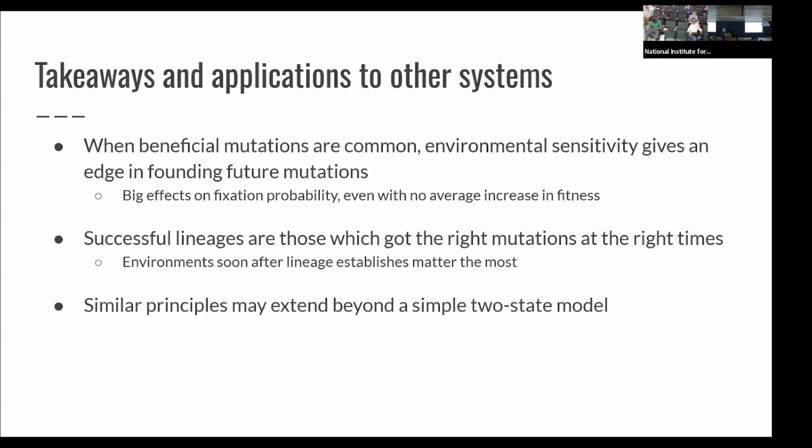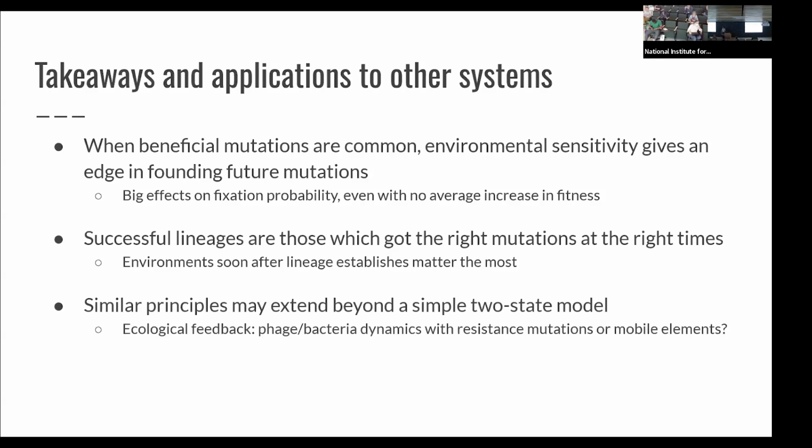One thing I've been thinking about is maybe if you add in ecology. So you could have phages preying on bacteria, and then the most successful bacteria will be those that happen to acquire resistance genes or resistance cassettes right before that phage started rising in frequency. So in general, this applies to lots of circumstances where you have mutations that care about the environmental state.